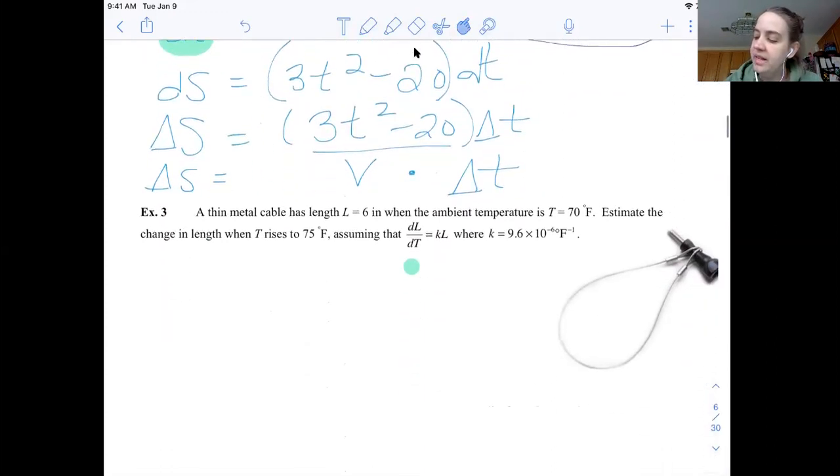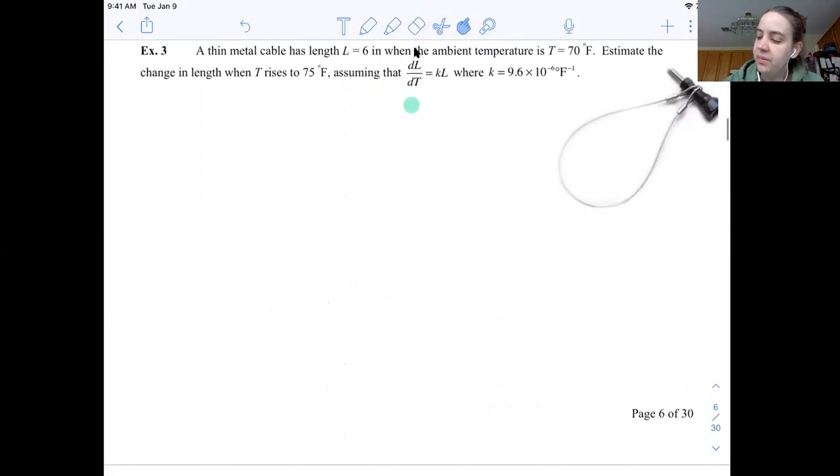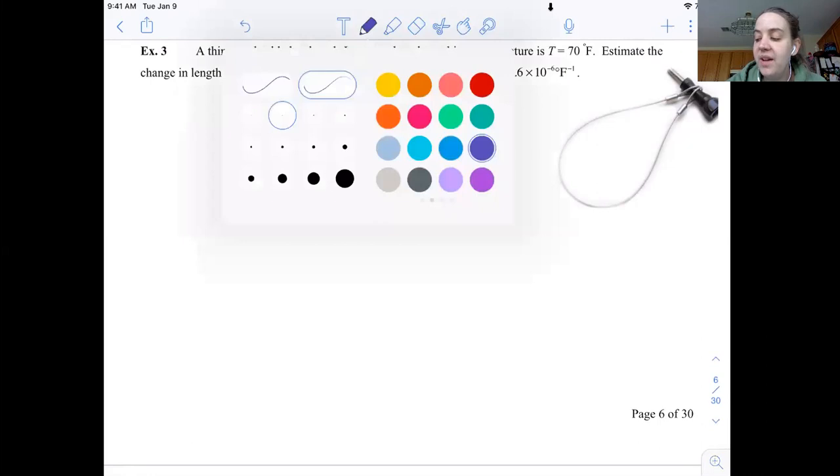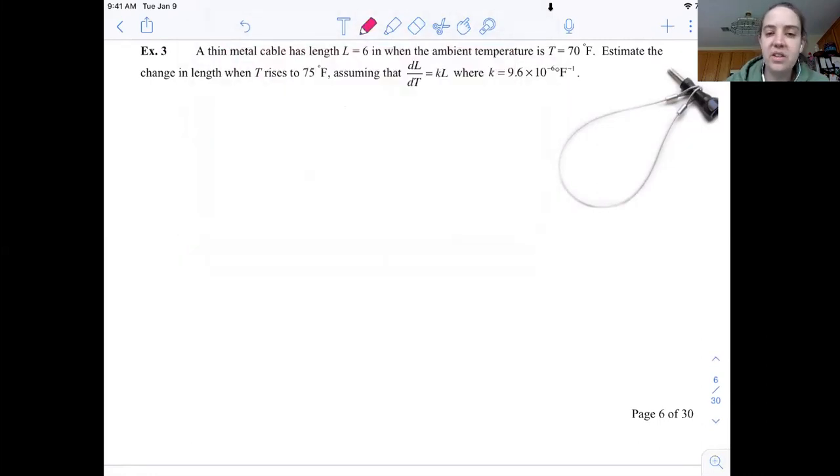These are probably the easiest, nicest word problems we have. A thin metal cable has a length L equals 6 when the ambient temperature is T equals 70 degrees Fahrenheit. Estimate the change in the length when T rises to 75 degrees Fahrenheit, assuming dL/dt equals KL, where K is given as that constant. I've already told you what the derivative is in this problem, so you don't have to find the derivative.